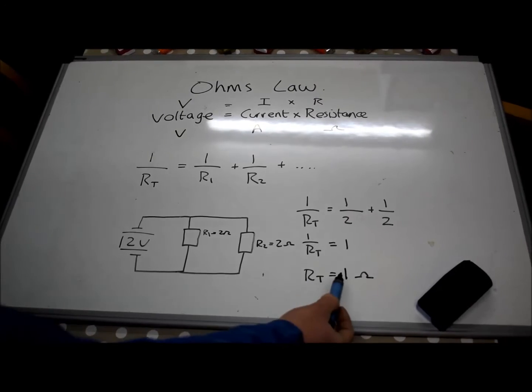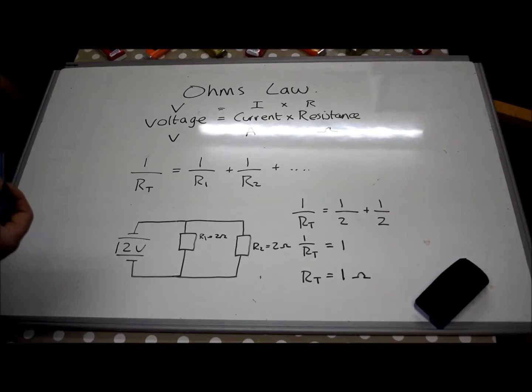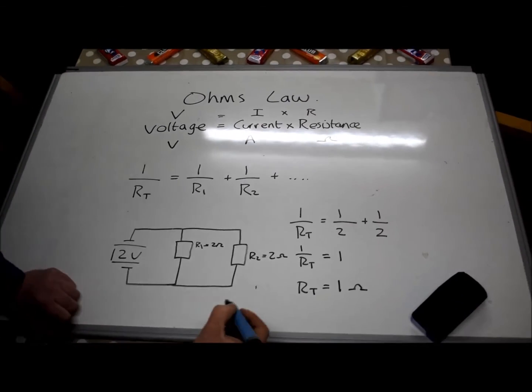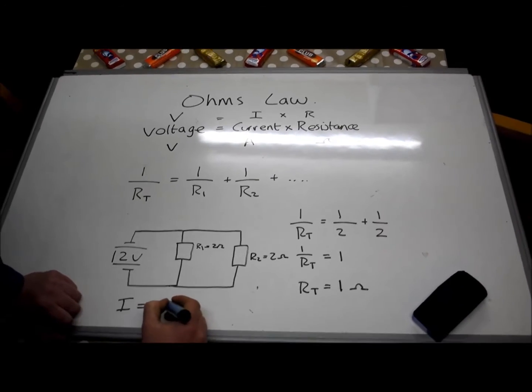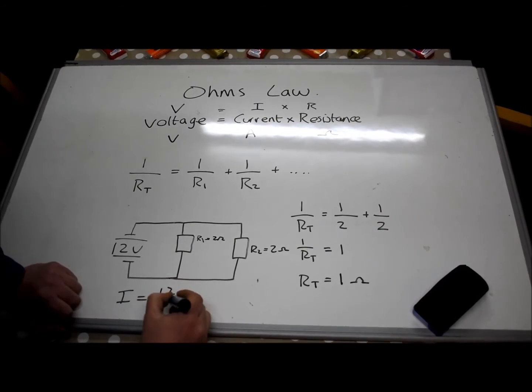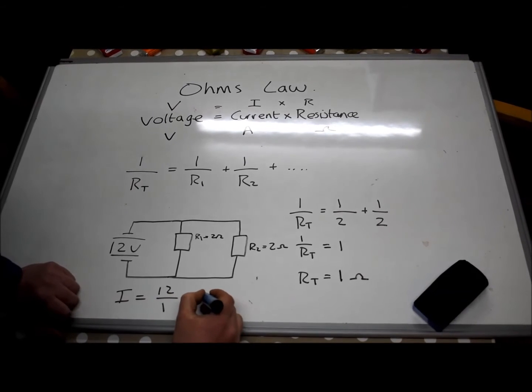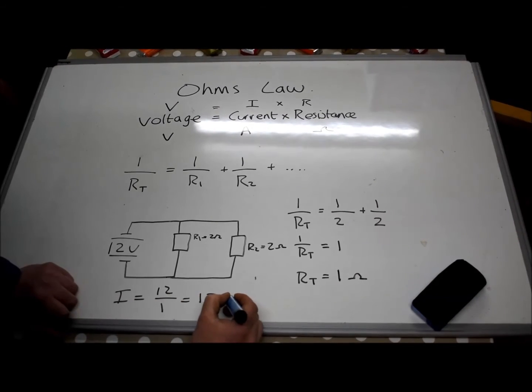Again, we can use that in Ohm's law equation and find the current. Therefore the current would be 12 divided by 1, which is equal to 12 amps.